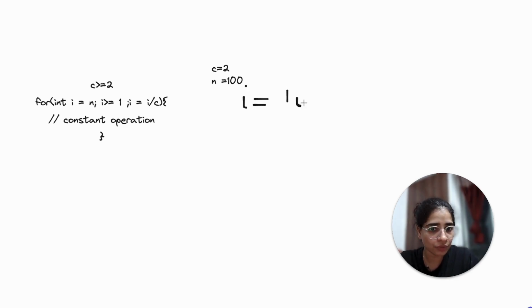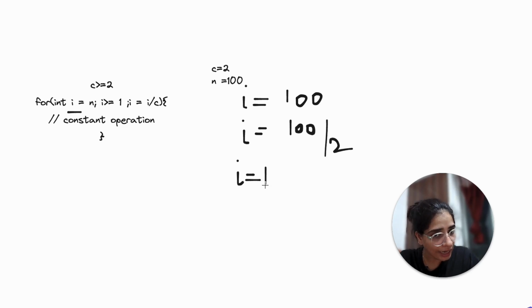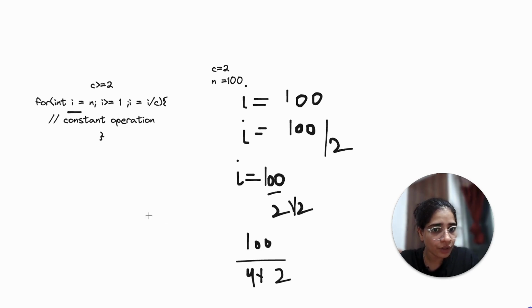i is 100, which is equal to n, right? Then i becomes i by c, 100 by 2, which is 50. On the third time, i was earlier 100 by 2, and c is 2, so it will be divided by 2 again, so it will be 100 by 4. At the next time it will be 100 by 4 into 2. So what is happening right now? n will remain the same all the time, and then you have c to the power k.